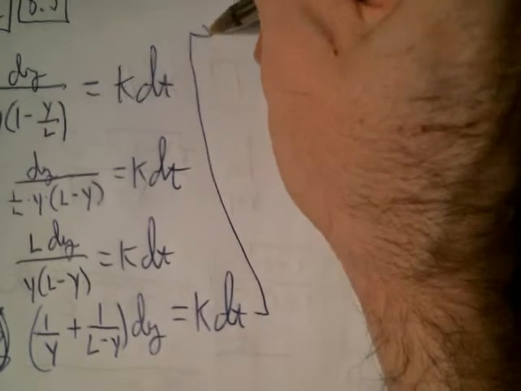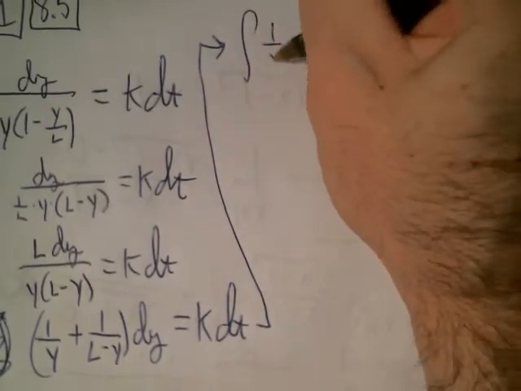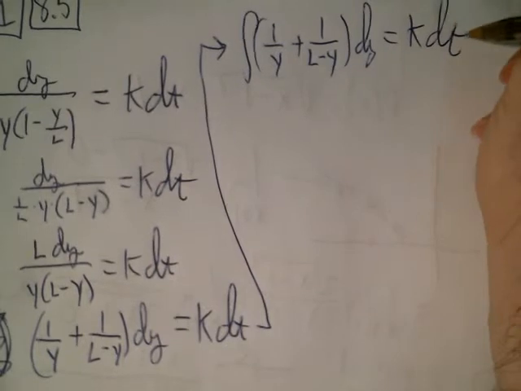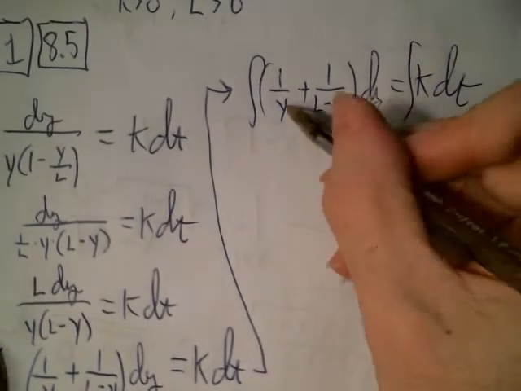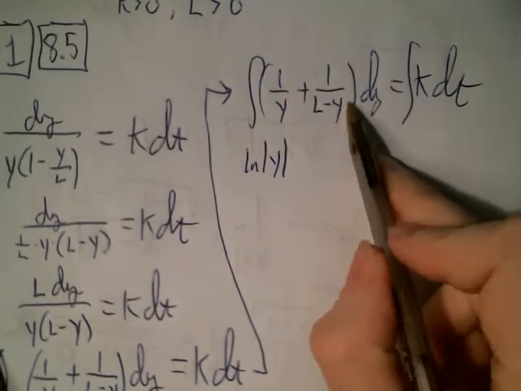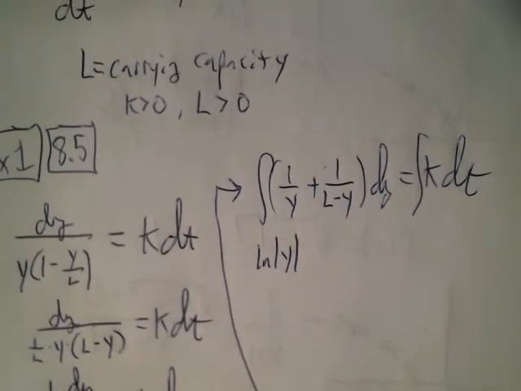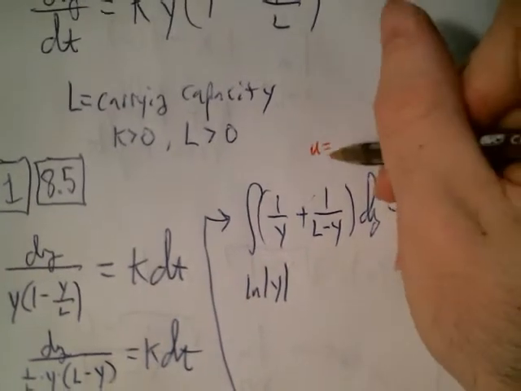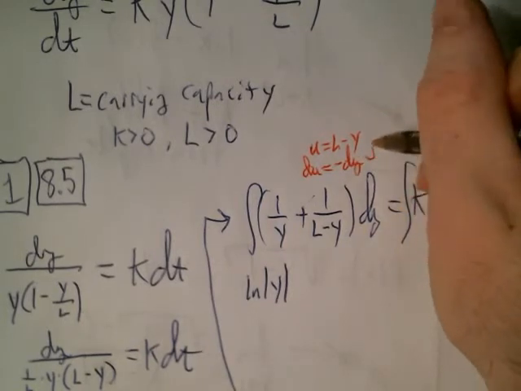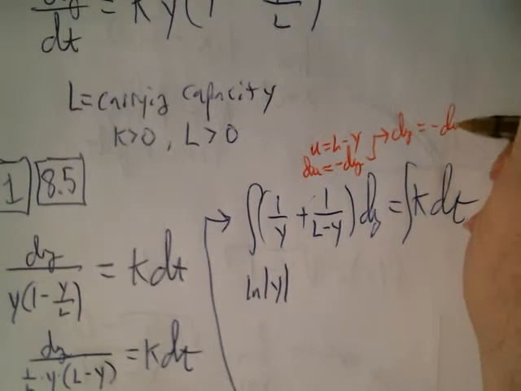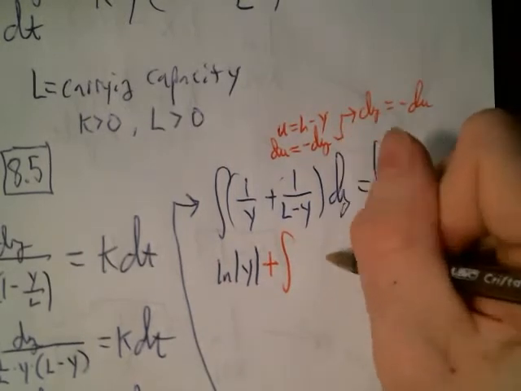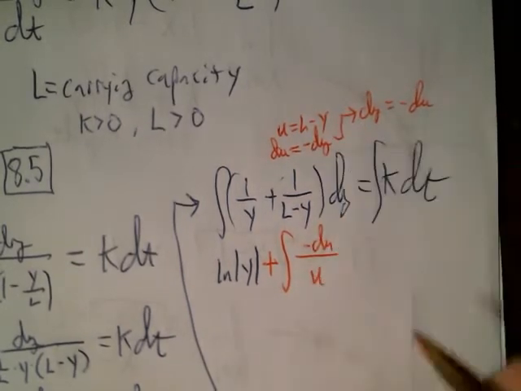I can go ahead and integrate both sides. So I'll have the integral of 1 over y plus 1 over L minus y dy equals the integral of k dt. Over here, the first integral, 1 over y, is just the ln of the absolute value of y. And then the integral of this thing, if you do a quick u sub, you'll see you have a negative floating about, right? So if you let u equal L minus y, your differential du will be negative dy, which implies that dy is negative du. Okay? So your integral will become plus the integral of negative du all over u.